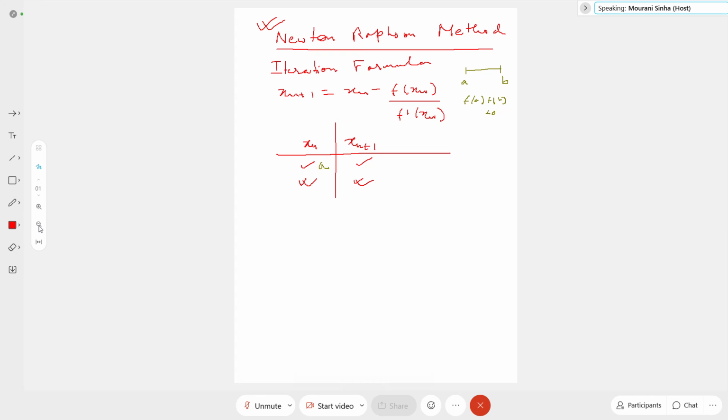You have to find the root lies between which two values, or maybe it will be given. So you know a and b, no problem. So we start with the a value, xn is a to begin with, and then you have the iteration formula for xn plus 1. Okay, so let's just solve one question for this, the Newton-Raphson method.